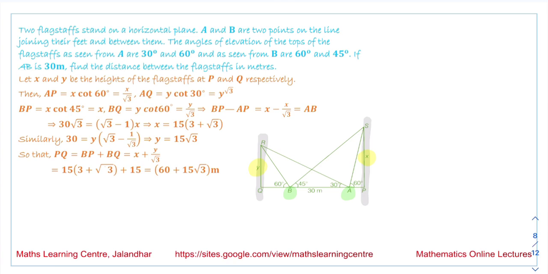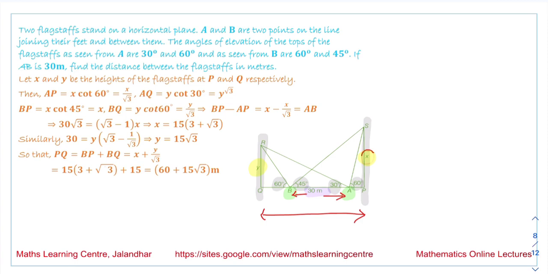And from A it is given that the angles of elevation of both of these are 30 degrees and 60 degrees. From B the angles of elevation are given to be 60 degrees and 45 degrees. And the last thing that is given to us is that the distance between A and B is 30 meters. We have to calculate the distance between P and Q.